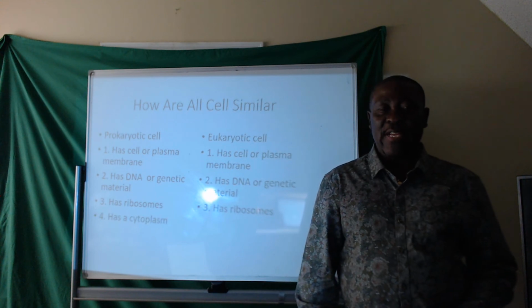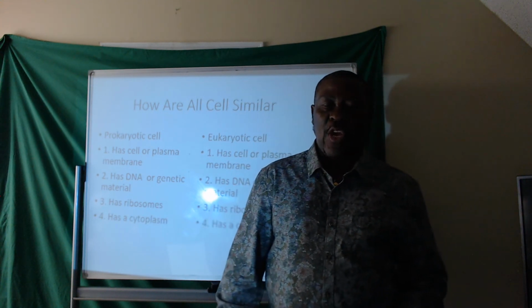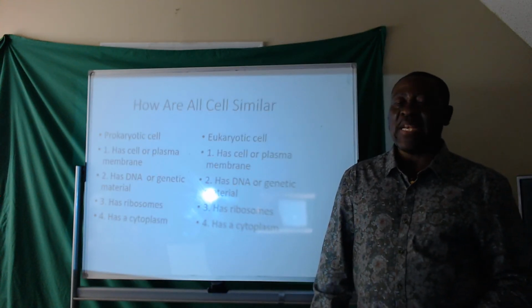Last but not least, a prokaryotic cell has cytoplasm, and guess what? A eukaryotic cell also has a cytoplasm. So those are the four main similarities between prokaryotic and eukaryotic cells.